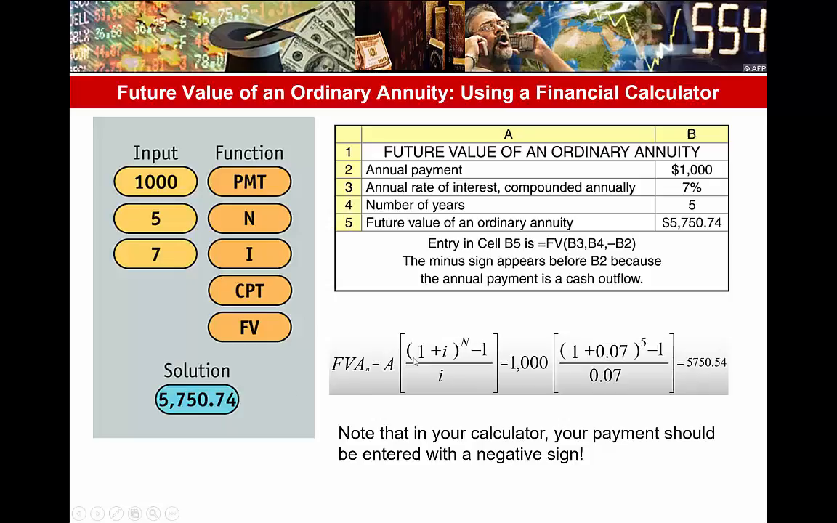If we implement the formula that we used, A is the annuity, in this case $1,000. 7% is the interest rate. We will enter it in the formula in decimal form, 0.07. N is 5 years, so 1.07 to the power 5 minus 1, divided by the interest rate, which is 0.07 or 7%. That also produces 5,750, point, it should be 74. I think this is a typo.